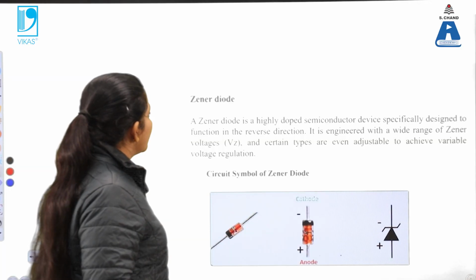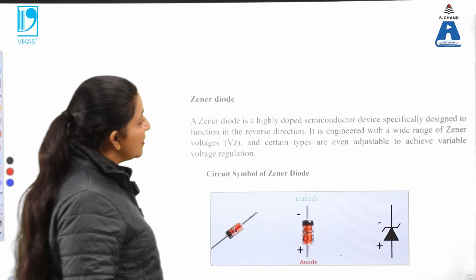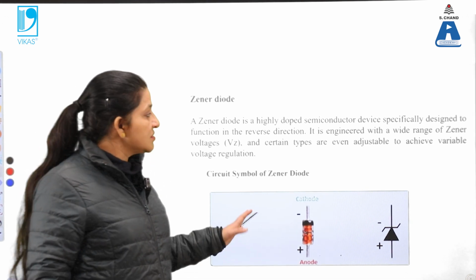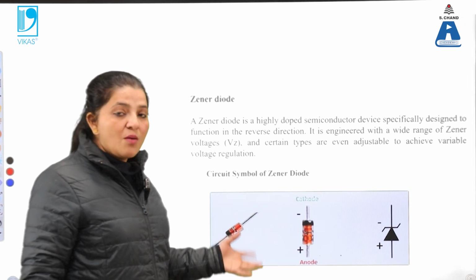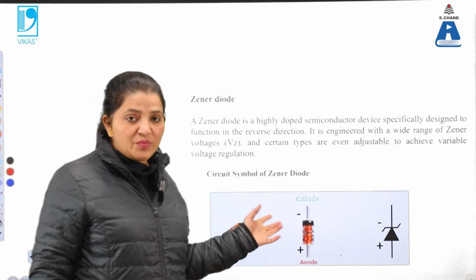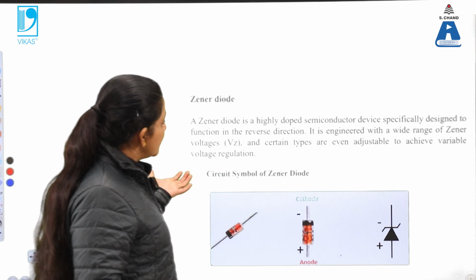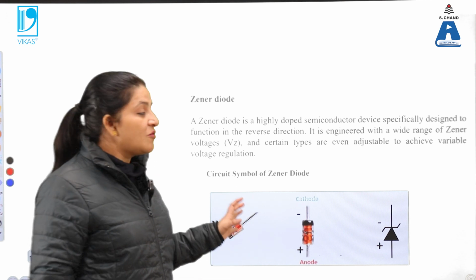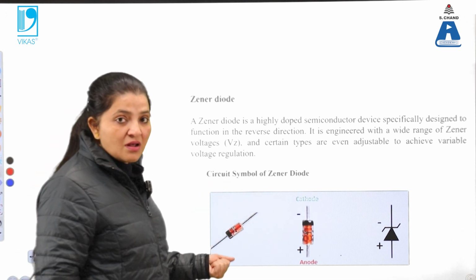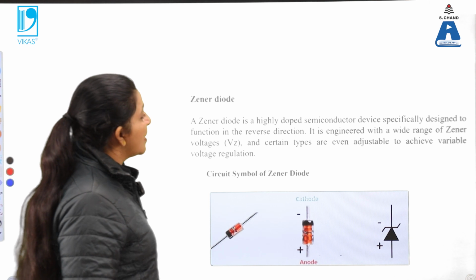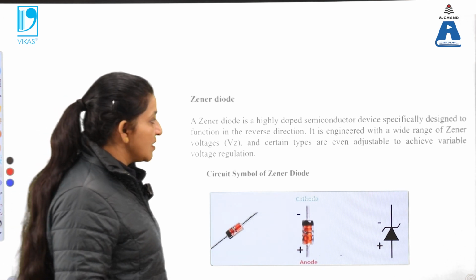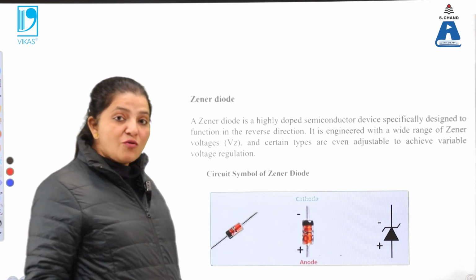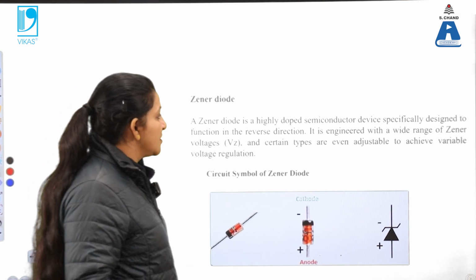So now what is this? A Zener diode is a highly doped semiconductor device. It is also a kind of PN junction diode, but the difference between the normal PN junction diode and the Zener diode is that the PN junction diode has normal doping of P and N both, but here there is heavy doping. So the Zener diode is a highly doped semiconductor device which is specifically designed to function in the reverse direction. That means we want to get current in the reverse bias condition.